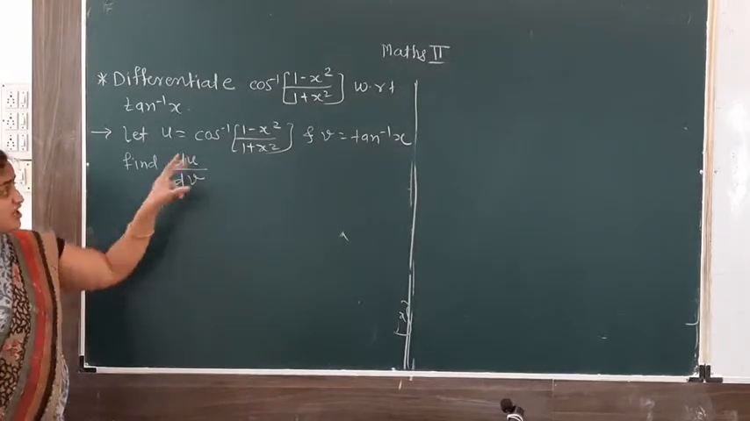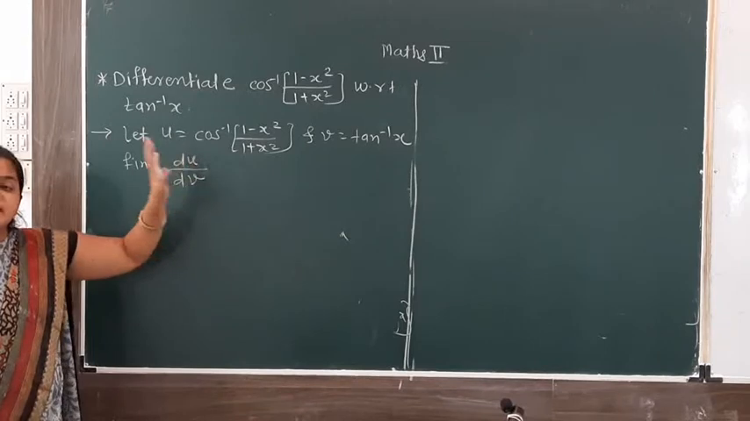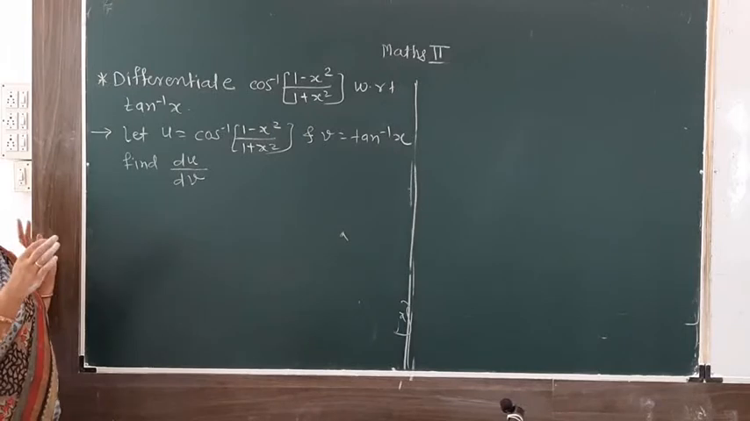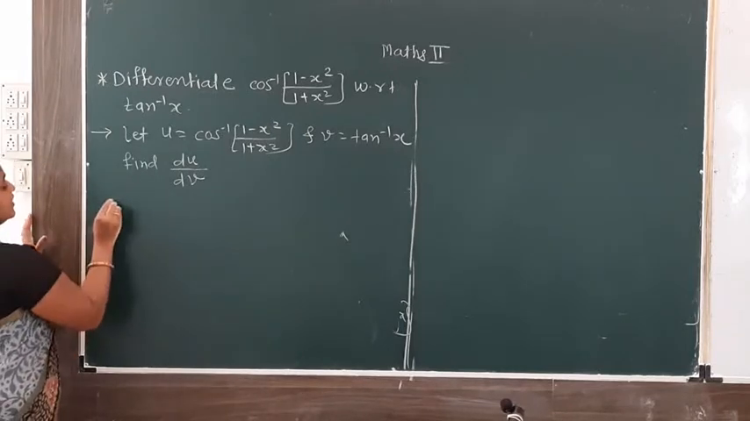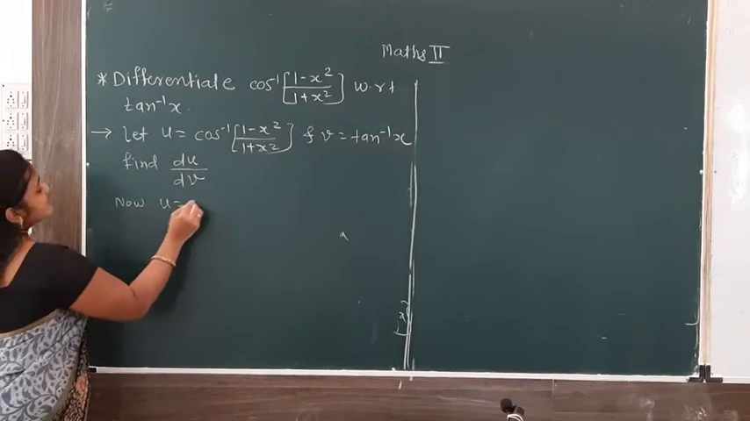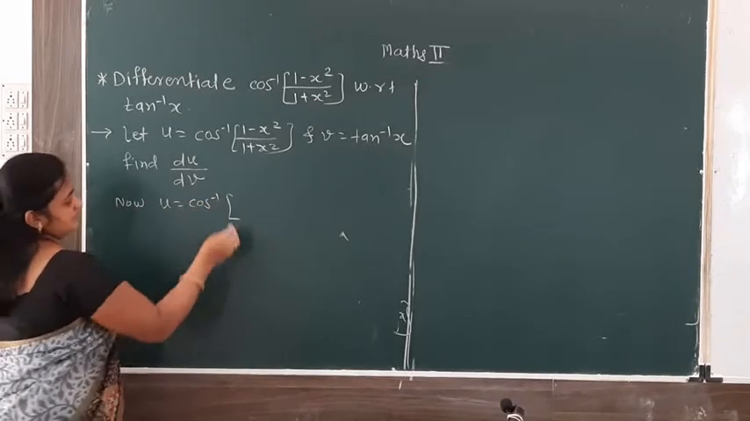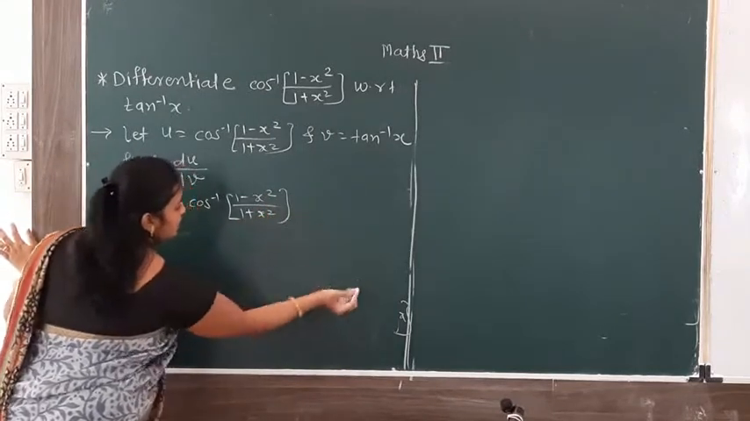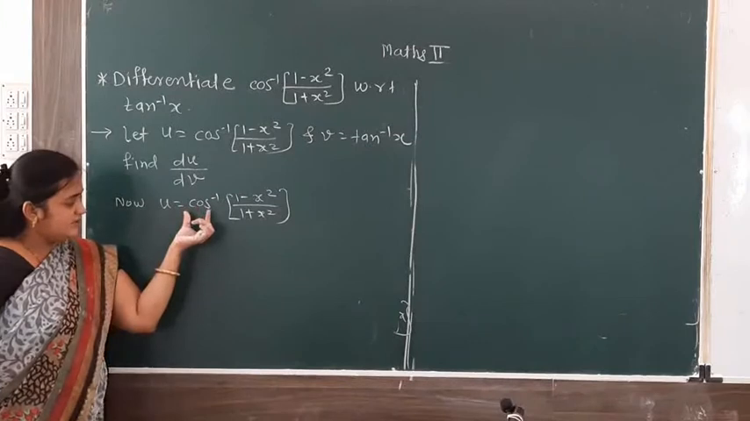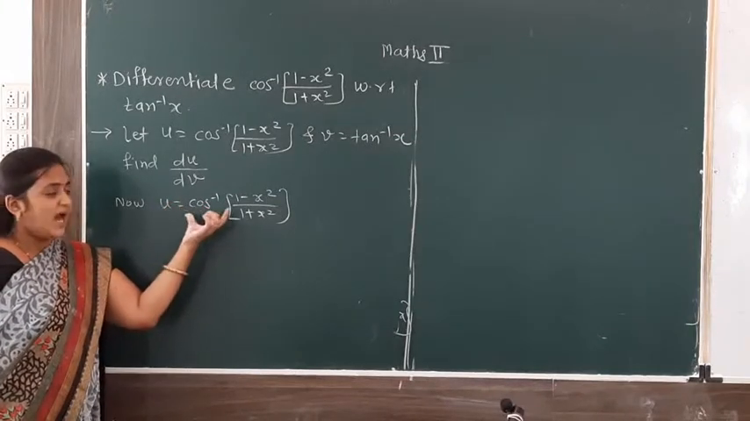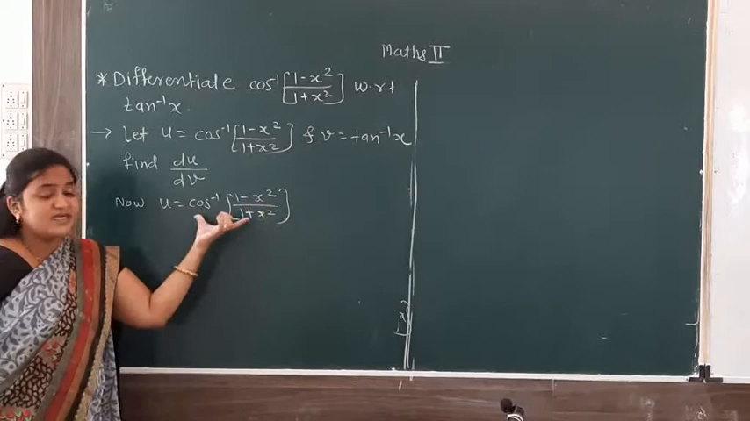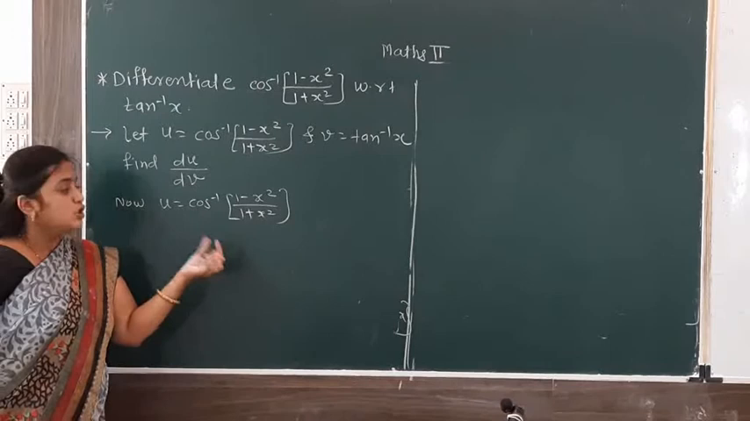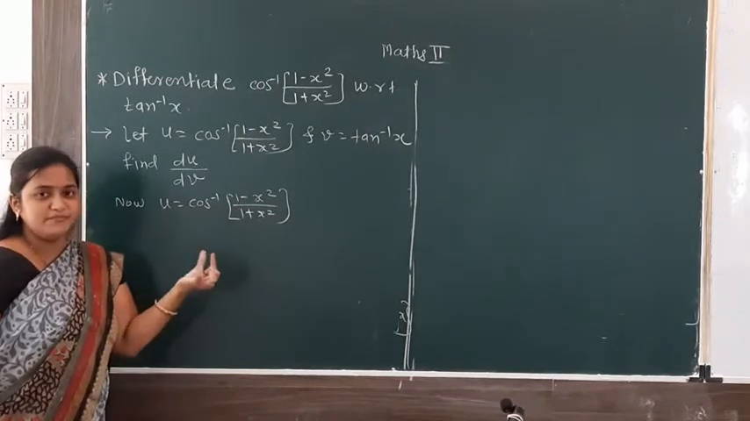So here u and v are functions in terms of x, so we can use the derivative of parametric function. We can find the derivative of u with respect to x, and the derivative of v with respect to x. Now u is equal to cos inverse inside the bracket 1 minus x square divided by 1 plus x square. For this type of example, since we are given cos inverse, I want to convert this term in such a way in terms of sine or cos, so we can substitute x equal to some term.